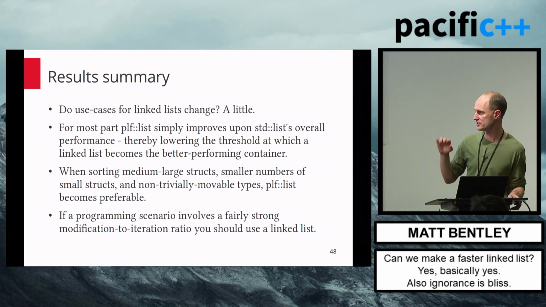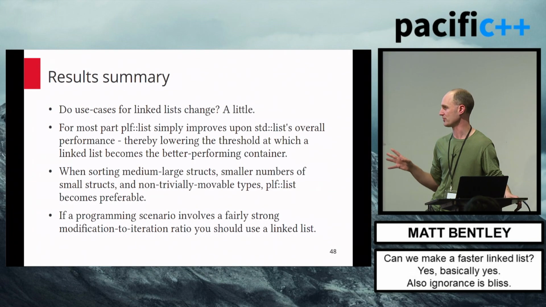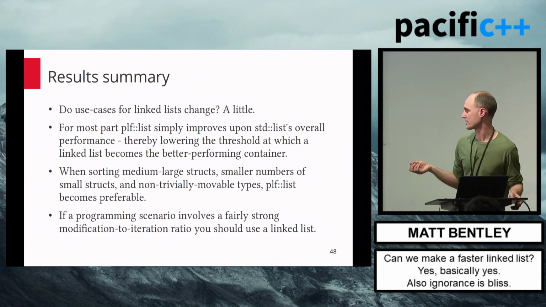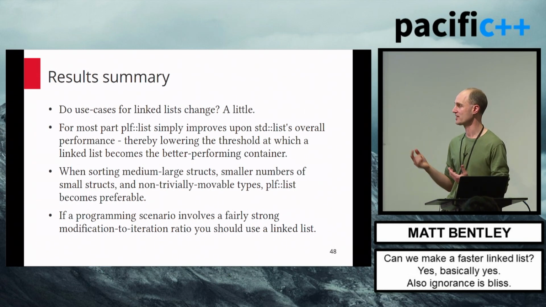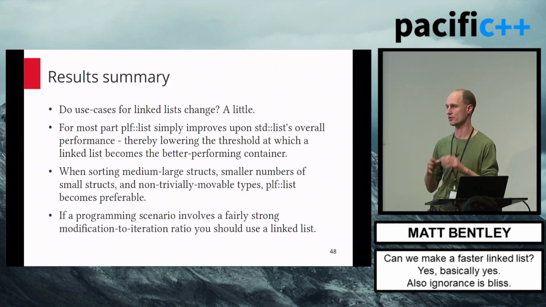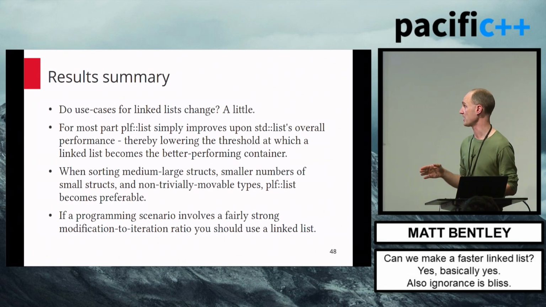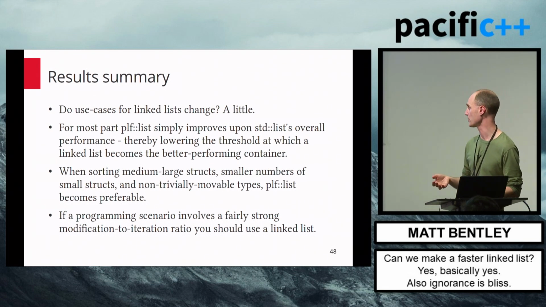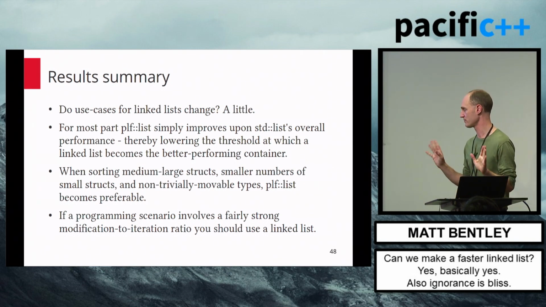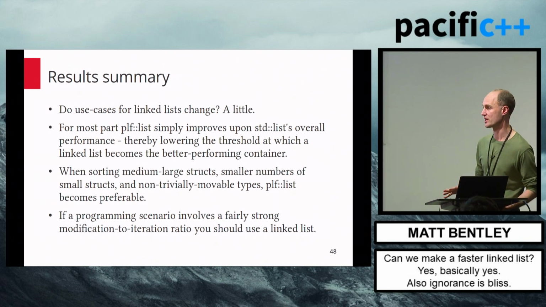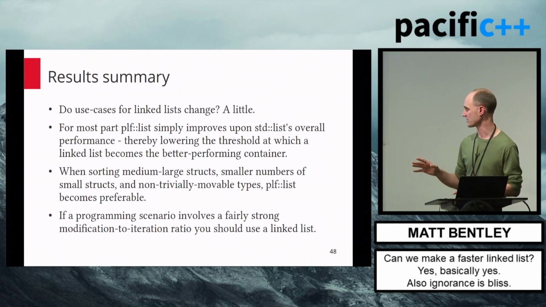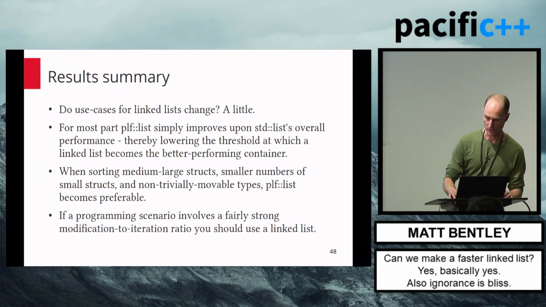Also, from using the different sort technique, instead of just not wanting to use a list for sorting at all except for large structs, we now can say, okay, if we've got medium to large structs, the linked list is going to be faster, and if we've got smaller amounts of small structs, so less than 5,000, it's also going to be faster than using, say, a vector plus standard sort. So the outcome of those benchmarks is basically to say, if you've got a fairly strong modification to iteration ratio, maybe think about what a linked list could do in that scenario, depending on what the scenario is.